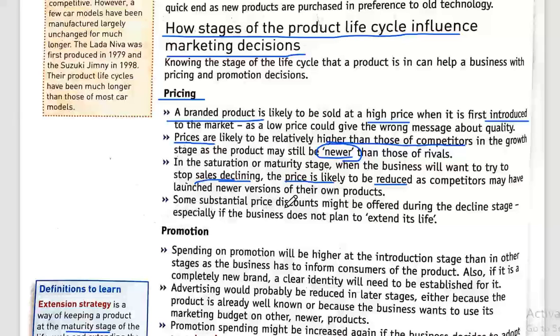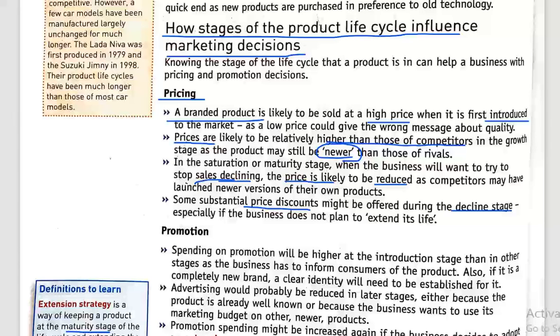Some substantial price discount might be offered during the decline stage, especially if the business does not plan to extend its life. So if I'm in the decline stage, my product is probably dying, so I will do some kind of discounts because I'm not going to reuse this product again.